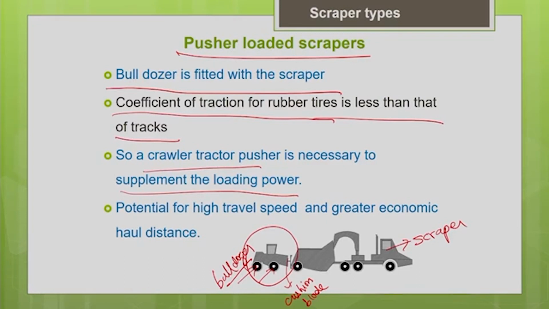By taking the help of the pusher, I am able to reduce the cycle time of the scraper because the loading time gets reduced, and I can also increase the productivity of the scraper. Basically all your conventional scrapers are pusher loaded scrapers. They have the potential for high travel speed because power is supplemented with the help of the pusher, and the economic haul distance is also relatively higher for this kind of pusher loaded scraper.